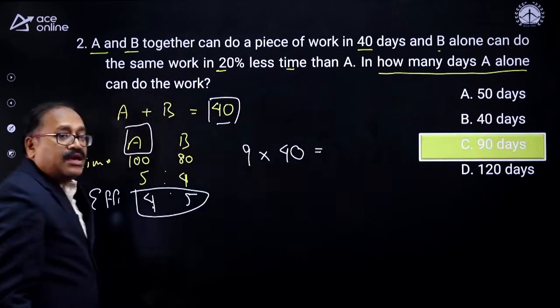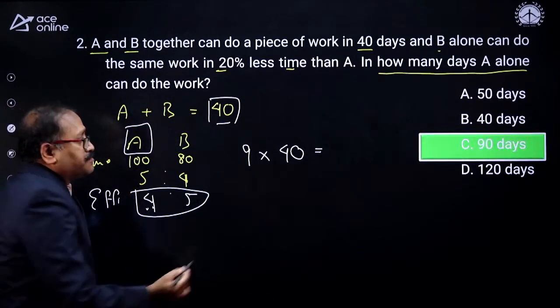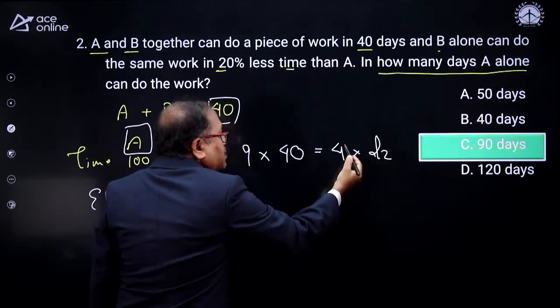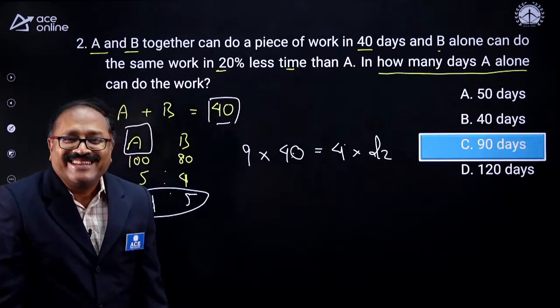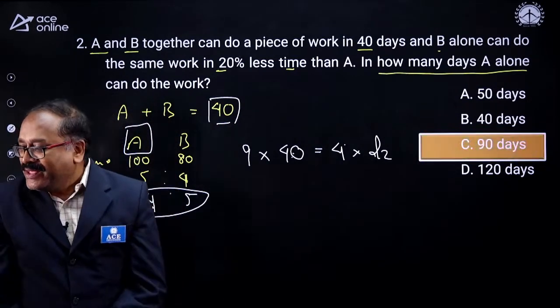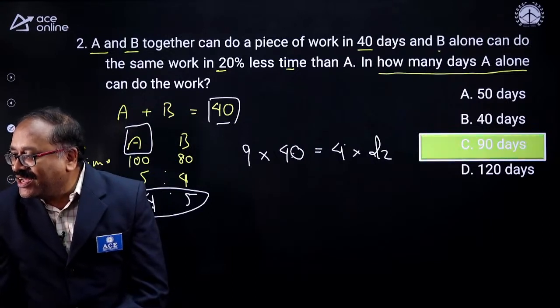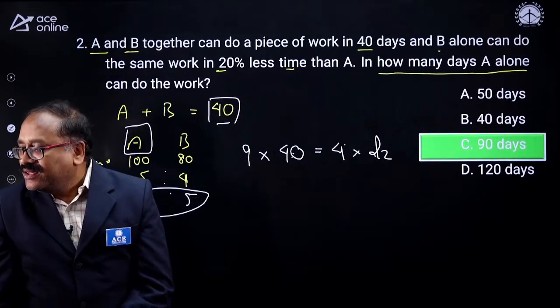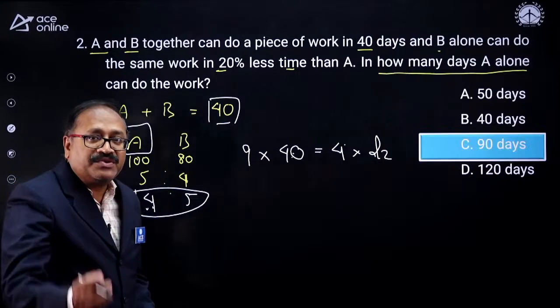Then when the efficiency is 4, in how many days can A alone complete the work? Efficiency is 4. What is the number of days? Here it gets cancelled 10 times. 10 into 9 is 90. That's right. Okay, Sai also said 90. Is that correct? Did you understand this? I am moving to the next question.